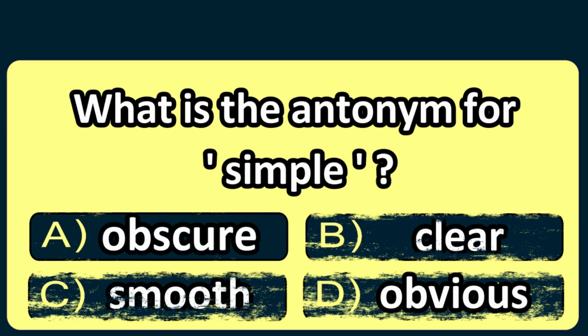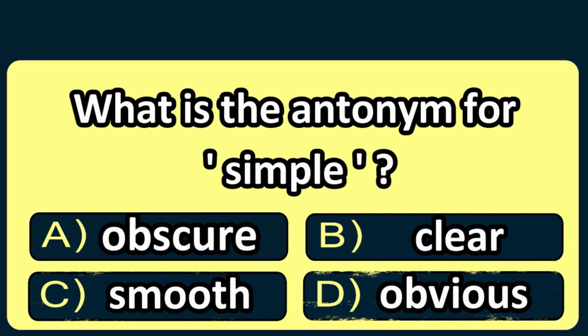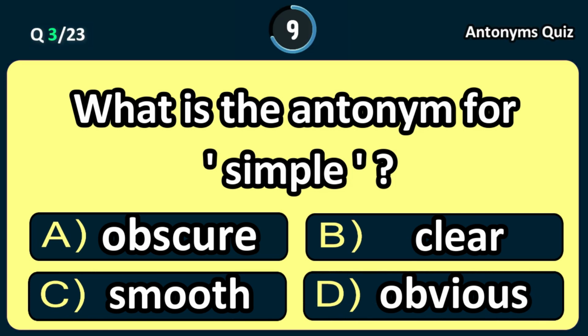Three. What is the antonym for simple? A. Obscure. B. Clear. C. Smooth. D. Obvious.